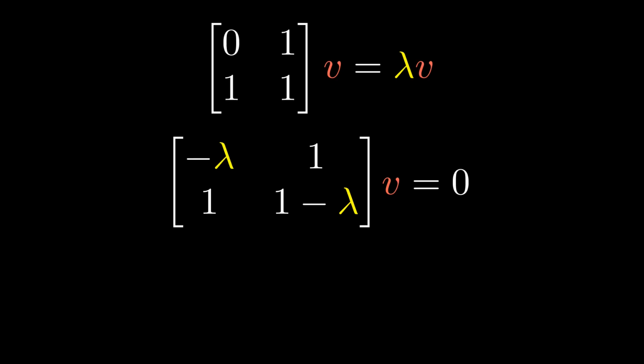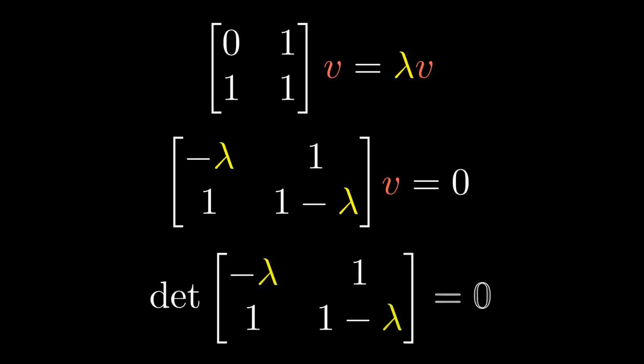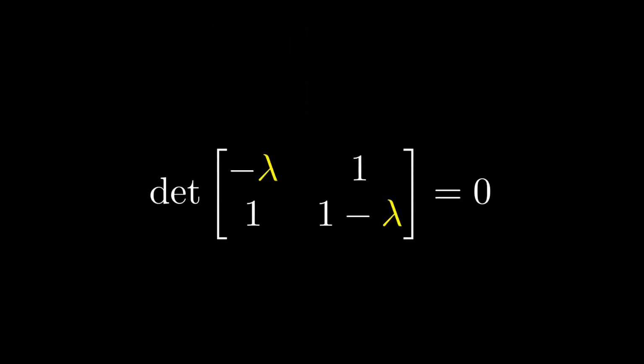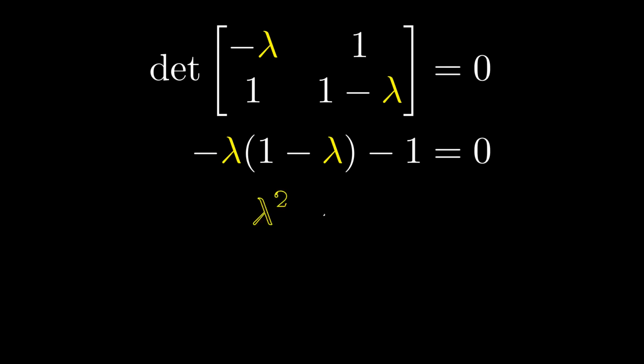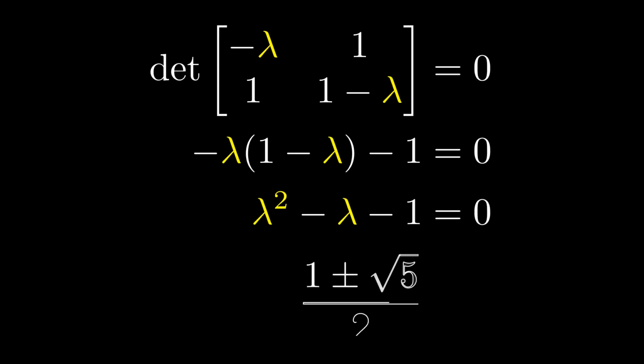Now we need to use a bit more linear algebra. A matrix can only send this vector to 0 if that matrix's determinant is 0. To find the determinant of a 2x2 matrix, we multiply the diagonals and subtract. And that leaves us with an expression we can reduce into a quadratic equation. This particular equation doesn't factor, but we can always solve it with the quadratic formula. There are two possible solutions here.